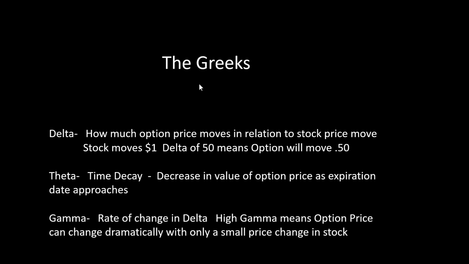Okay, now we'll cover the Greeks here just briefly. These are basically the three that it's probably important to know about. Delta, and we touched on delta. This is how much the option price moves in relation to the stock price move. So if a stock moves $1, a delta of 50 means the option is going to move 50 cents. A delta of 70 means the option is going to move 70 cents. A delta of 20, which is an out of the money option, is going to move about 20 cents. That's what delta tells you.